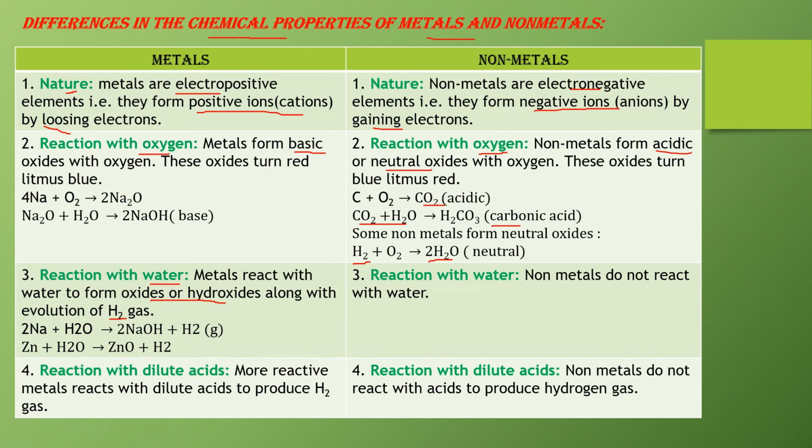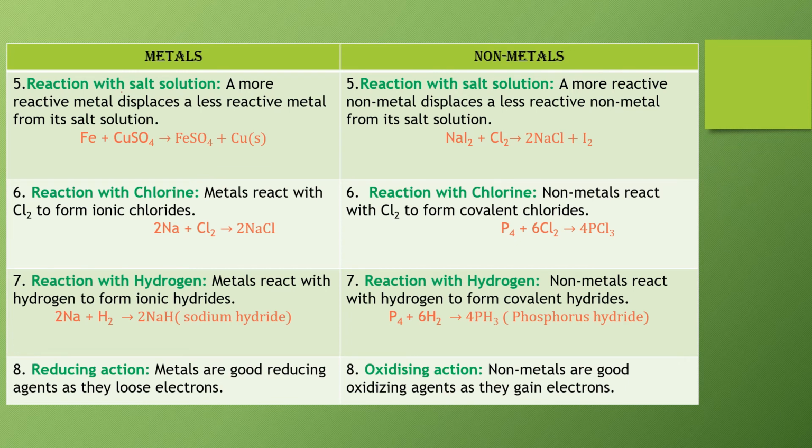Next is reaction of metals with dilute acid. With dilute acid, metal produce hydrogen gas, we already know. Now non-metal do not react with acid to produce hydrogen gas. Now the next point is reaction with salt solution. Now a more reactive metal displaces the less reactive metal from its salt solution. For example, iron when reacts with copper sulfate forms FeSO4 plus copper, as iron is more reactive than copper. Similarly, a more reactive nonmetal can displace a less reactive nonmetal from its salt solution. For example, sodium iodide is salt solution, and chlorine when reacted with it forms NaCl and iodine. Here chlorine is more reactive than iodine, so it displaces iodine from sodium iodide.